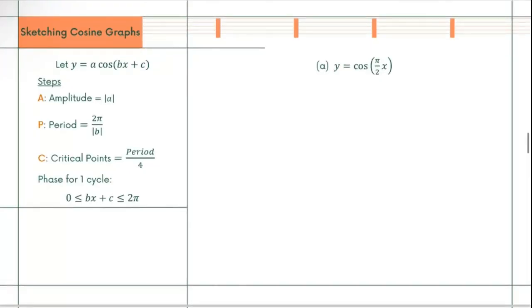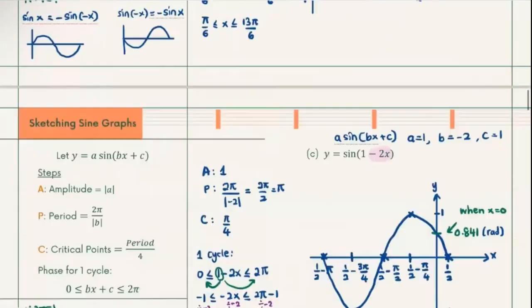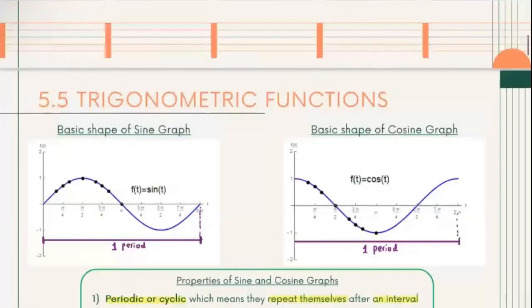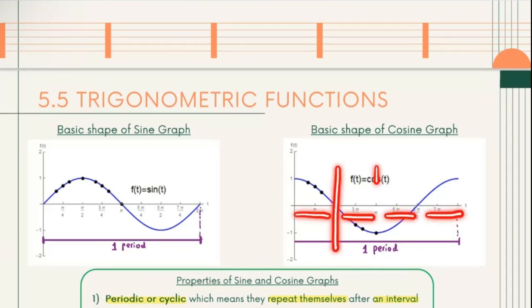Now for the cosine graph, the general form will be A cos bx plus C. The same steps as before: find the amplitude, find the period, and find the critical points. Why do we divide by 4? Because here we separate it into 4: 1, 2, 3, 4. So that's why we divide by 4 as well.